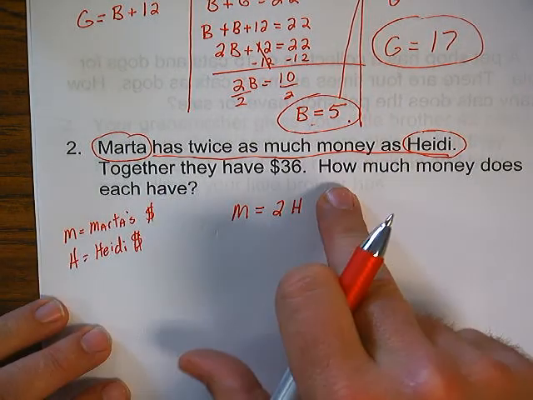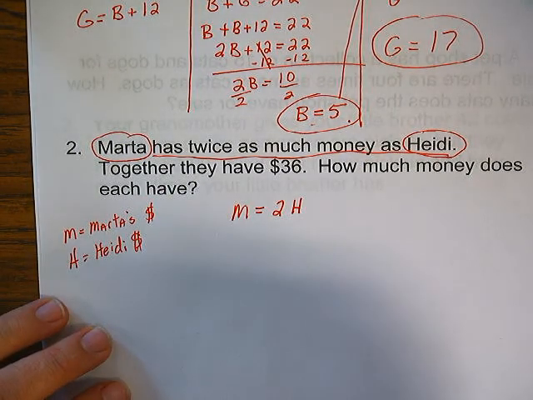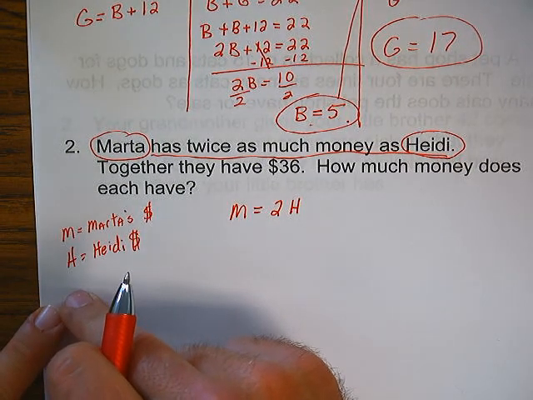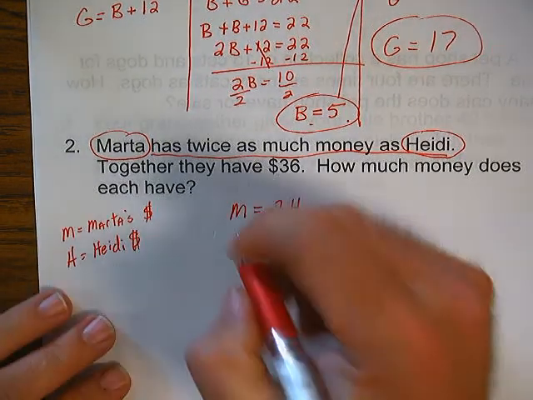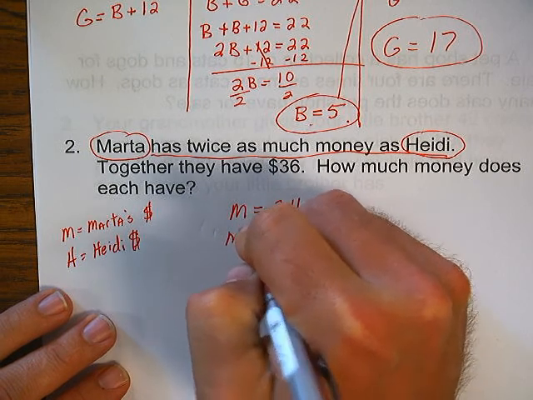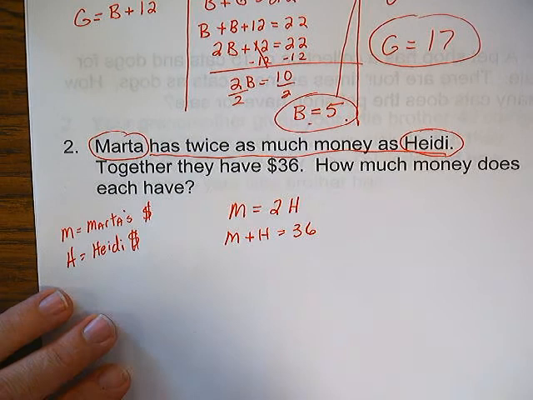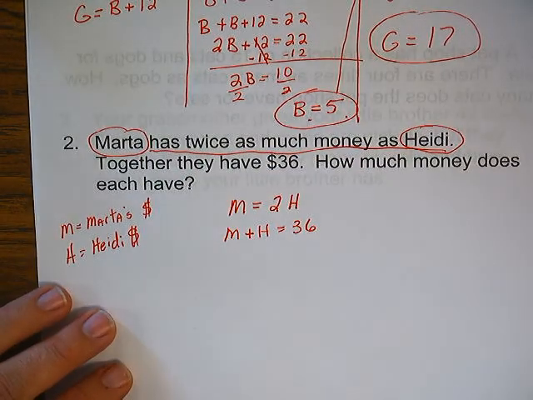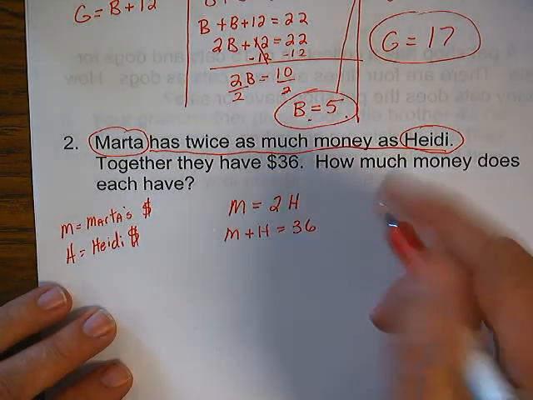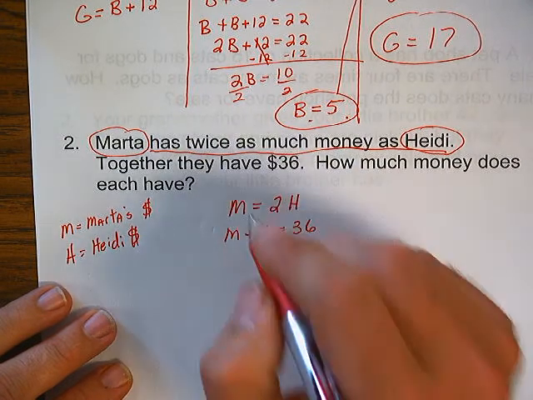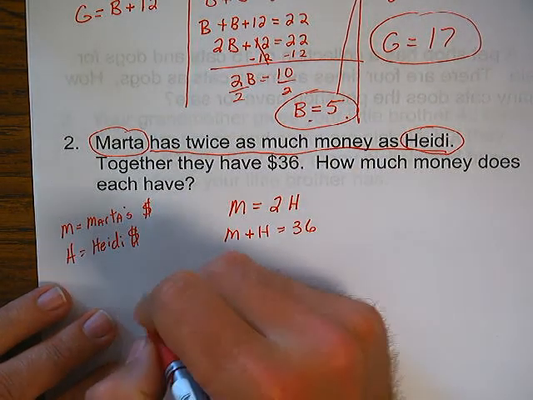Okay? Together, they have $36. Using an M and an H, how would I say they have $36? How about M plus H equals 36? Once again, is it set up for elimination? No. But it is solved for a single variable, so we're going to use substitution.